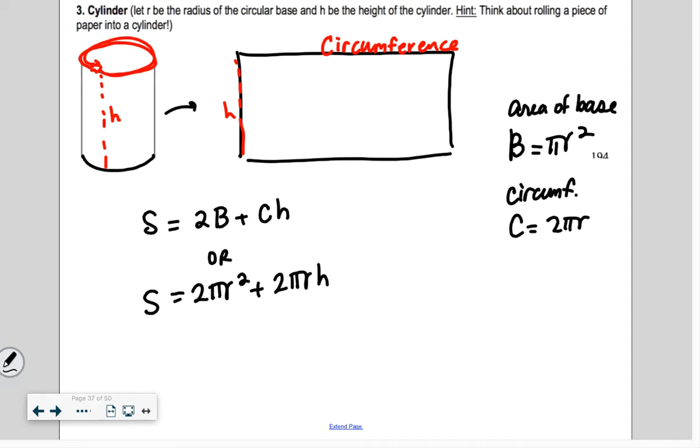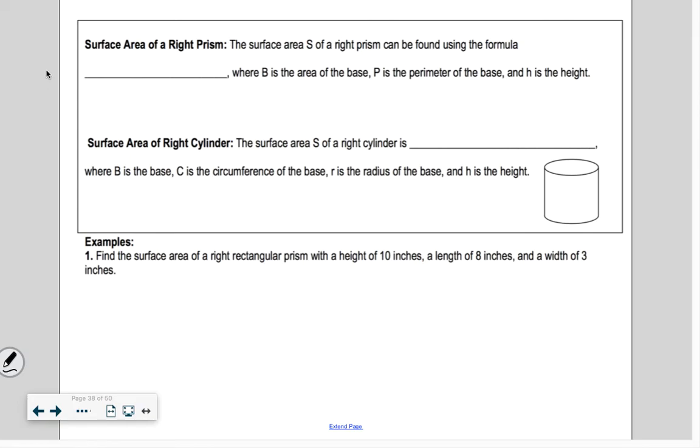Okay, so the key is to not try to memorize everything, because you're never going to be able to memorize everything, right? To know where these things come from, that's the key. All right, so let's try some of these. The surface area of a right prism is S equals 2B plus perimeter times height. And for a cylinder, it's kind of the same thing: 2B plus the circumference times height.